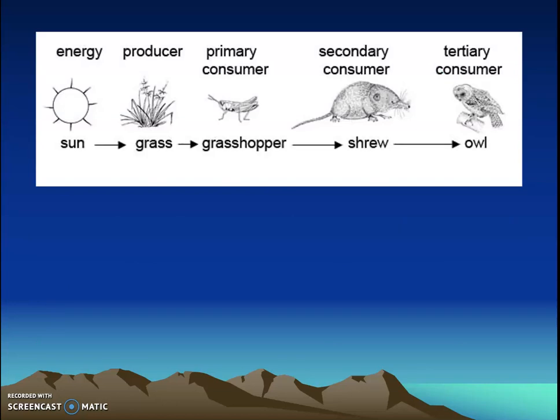So once you've done that, you should have something that looks like this. Okay, you can see that the sun has the word energy above it. Our producer is our grass, and then our primary consumer, so our first consumer, is the grasshopper. The secondary consumer, the second consumer, is a shrew, and our tertiary consumer, or our third consumer, is the owl.